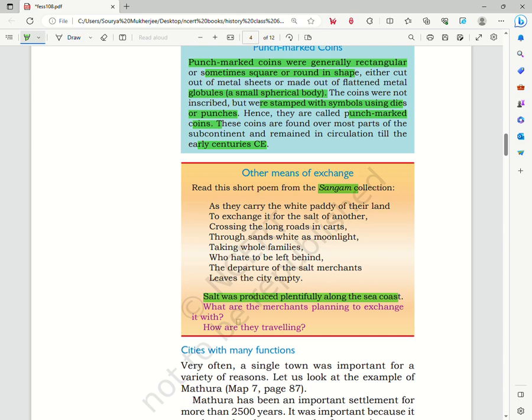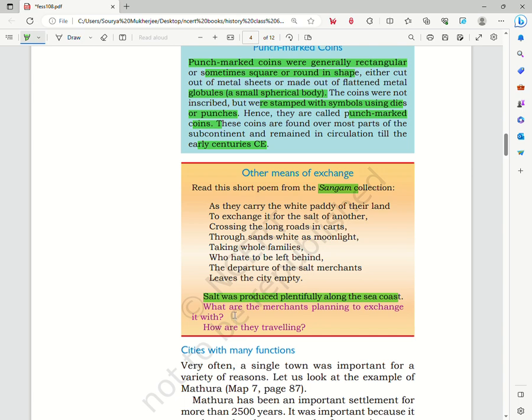That is, if you have read about the barter system. If a person is producing a good and he needs another type of good, then he would go to a person who has that good, and he would exchange his material with the good that he needs from the other person. So both would benefit from this.